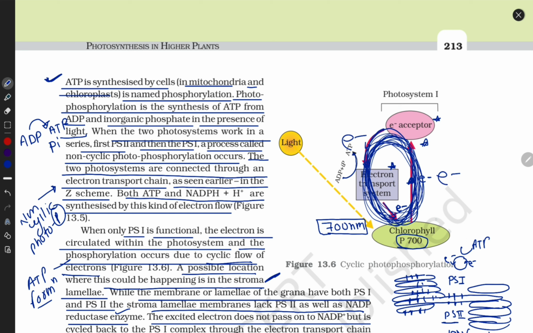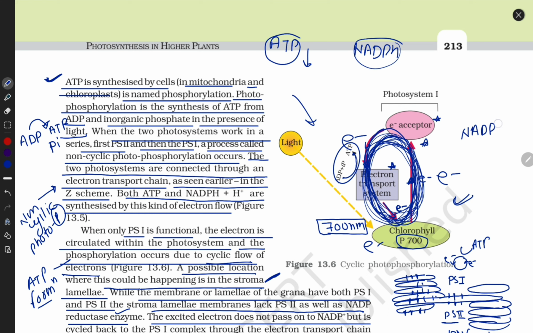Cyclic way. Due to cyclic photophosphorylation, we get lots of ATP, and due to non-cyclic photophosphorylation, we also get ATP, but compared to this, we get less ATP, and we also get NADPH. But in cyclic, we can't get any kind of NADPH. In this cyclic system, photosystem 2 does not take participation.